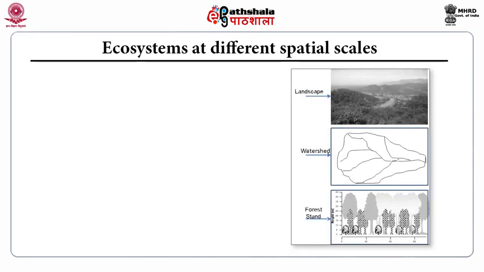So we have the ecosystems at different spatial scales. The ecosystems at the small scales are represented by the forest stands, which are an assemblage of the trees of different species. The watershed is a drainage area where the water flows from different directions to a common point. Another hierarchy for studying the ecosystems is the landscapes. They are the interacting ecosystems of a given area with precise boundaries.